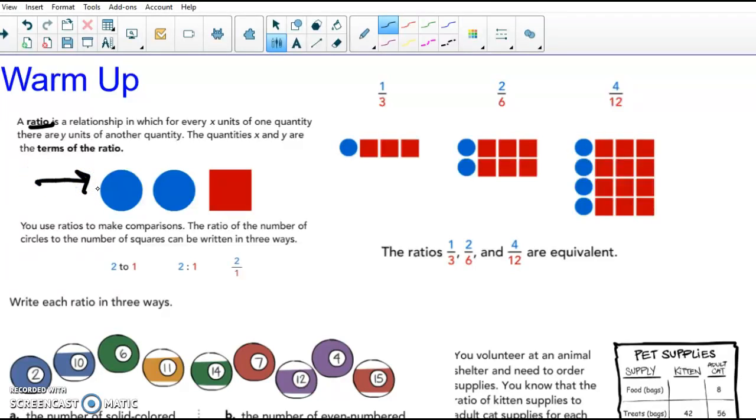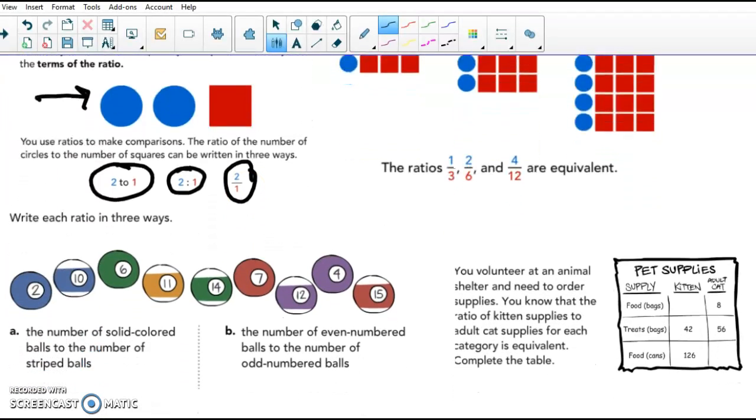In an example like this, where we have 2 blue circles to 1 red square, the ratio of the number of circles to the number of squares can be written in 3 different ways. We could use words and say 2 to 1. We could use a colon to separate the terms of the ratio, but we still read it the same way. We still read this 2 to 1. And we could also write it as a fraction, which is what we will do 99.9% of the time. And even though a fraction truly represents division, we could read this as a ratio still and say 2 to 1.